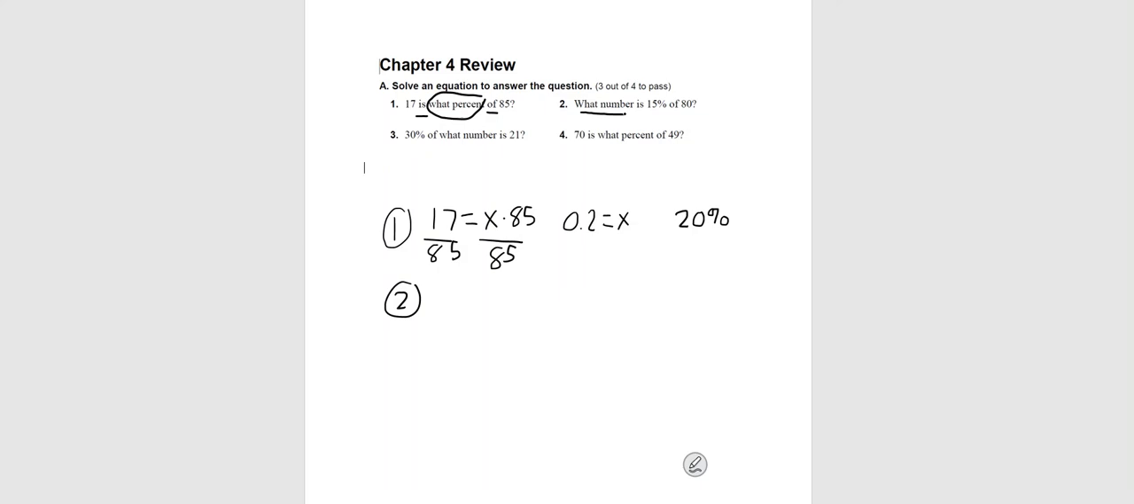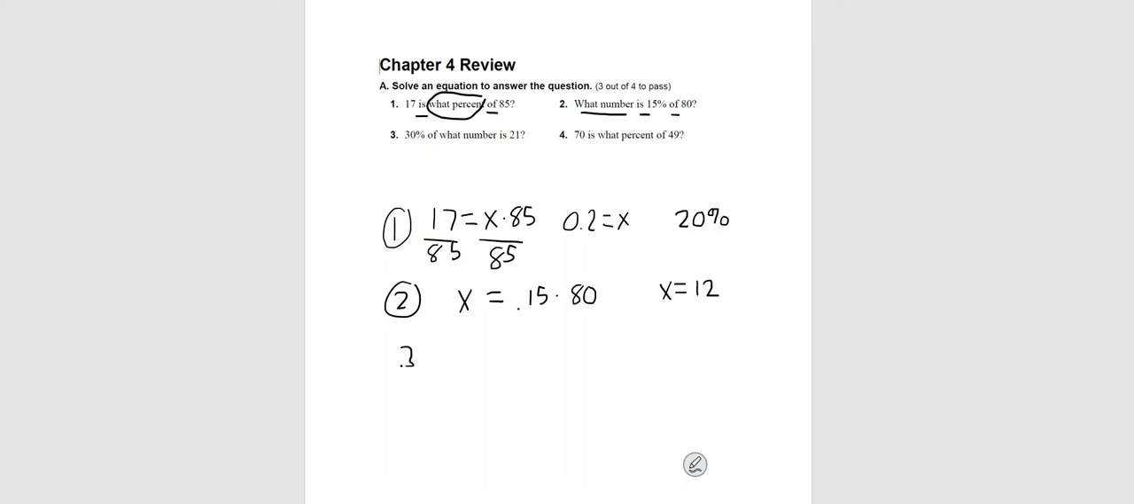What number is 15% of 80? Remember, wherever it says the what, that's going to be our variable. So what number is, it's going to be an equals, 15%. Remember to multiply 15% in your calculator, you're going to have to change that to 0.15. And then of is times, and then 80. Now we just multiply 0.15 by 80, and we get 12. So 12 is the number that is 15% of 80.